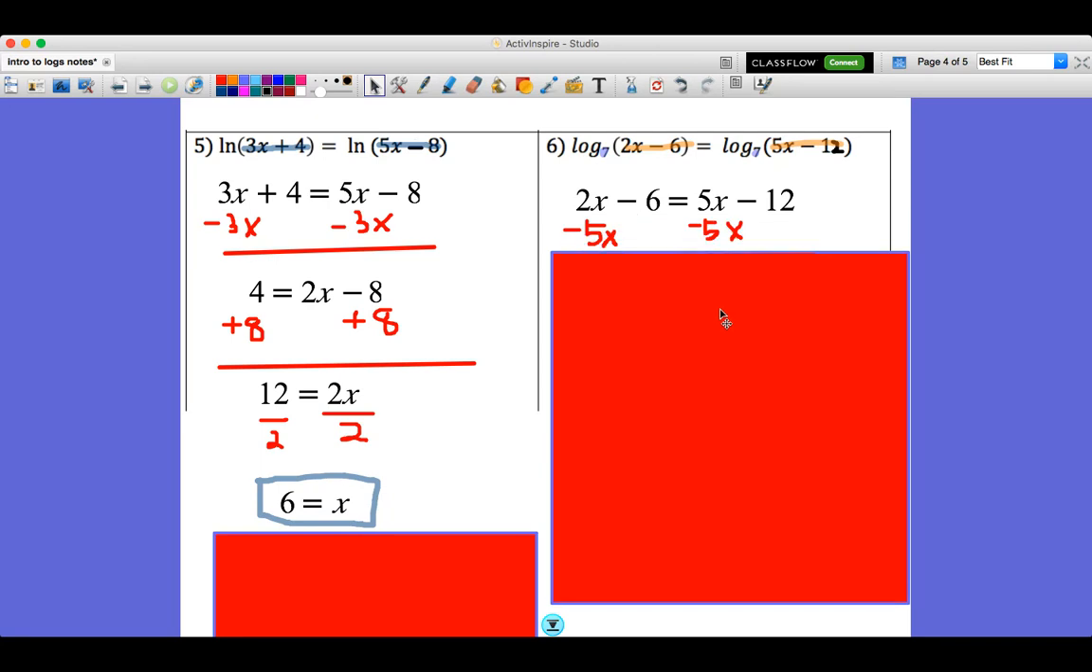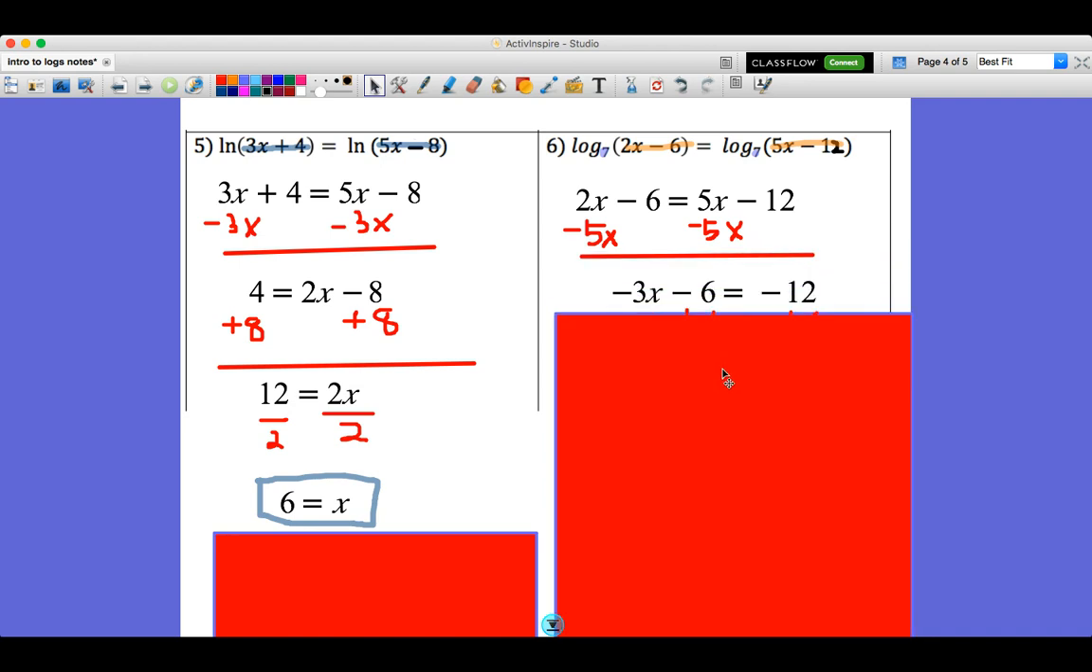I decided to subtract 5x from both sides first. If you decided to move the 2x or the negative 6 or the negative 12 first, just make sure you get the same answer at the end. So we get negative 3x minus 6 equals negative 12. Add 6 to both sides.